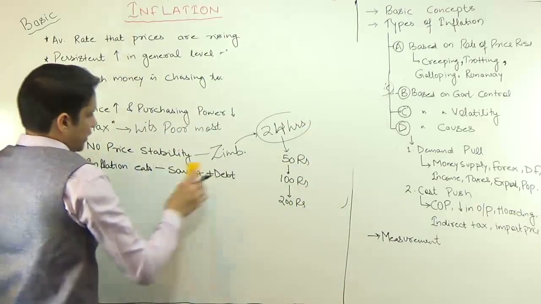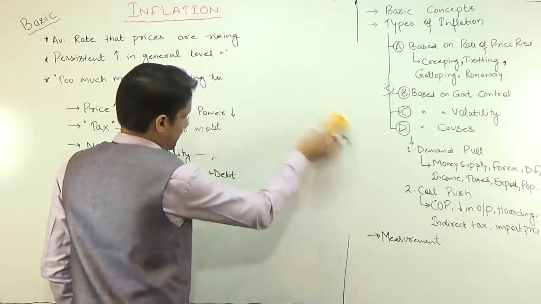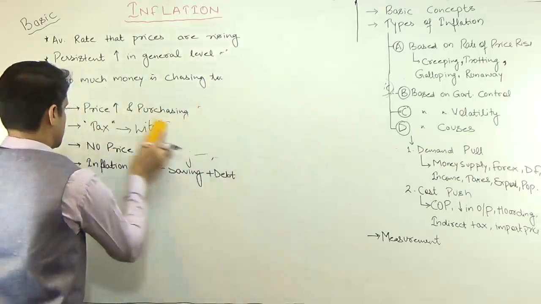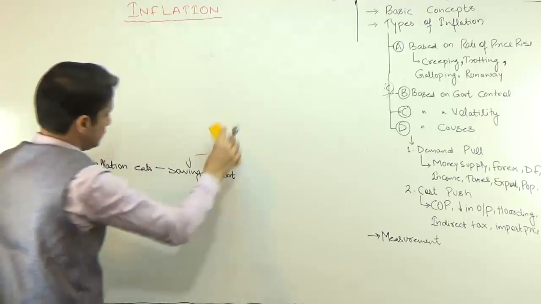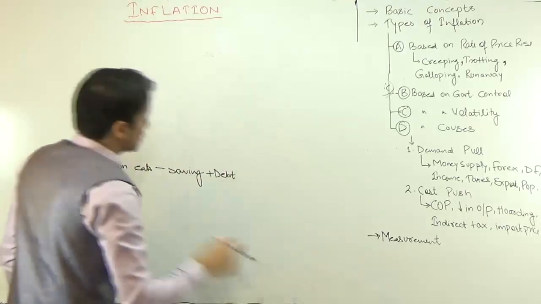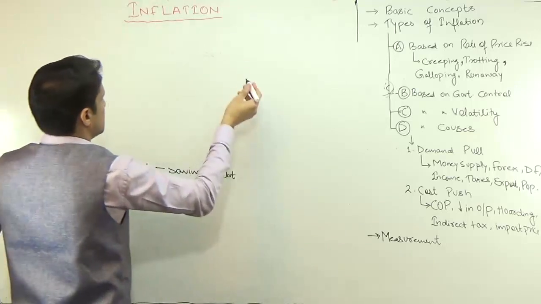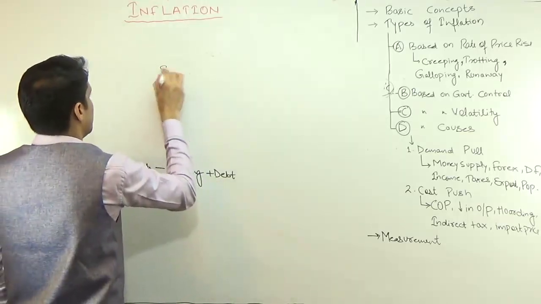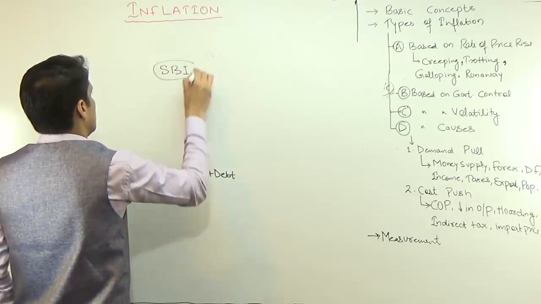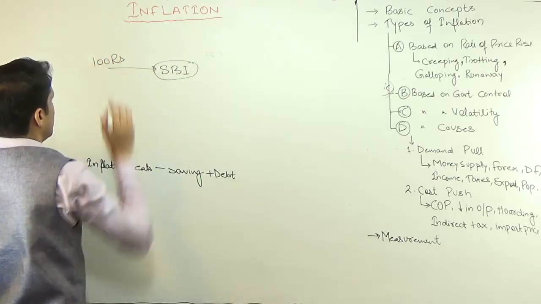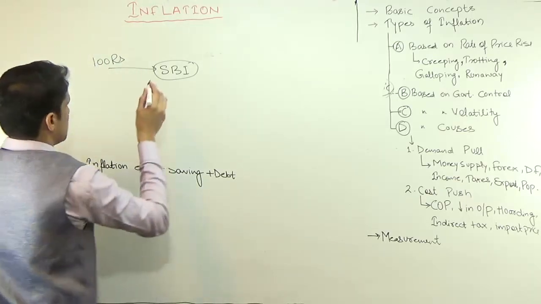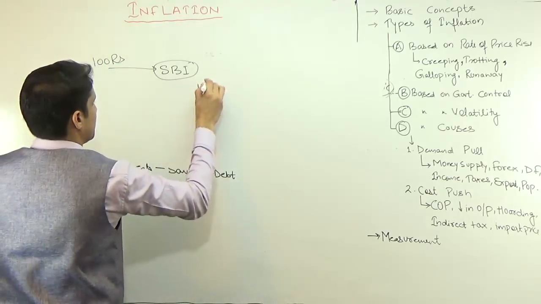Then we have inflation eats. Inflation eats both these things, the savings and the debt. How inflation eats savings is this: suppose you have deposited your funds with some bank, and you gave 100 rupees to this bank. But suppose there is inflation of 10%.